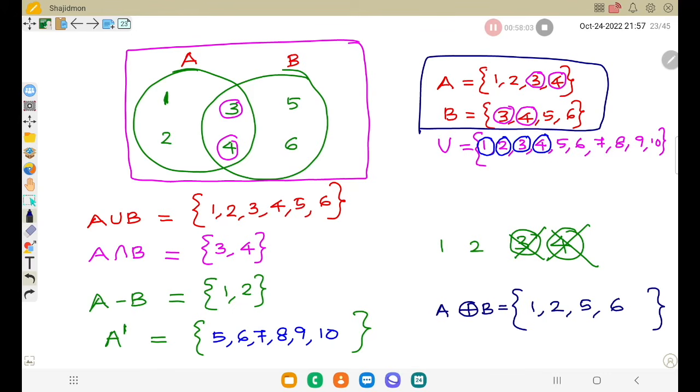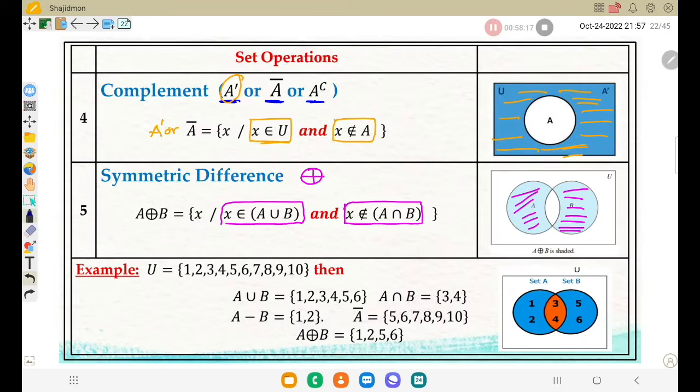So symmetric difference is easy. Just delete the common numbers in those sets. 3 and 4 are common. Delete the intersection numbers and write all the remaining numbers, 1, 2, 5 and 6. That is the A symmetric difference B set. So I hope you understood this example. All the operations whatever we discussed, we did here.